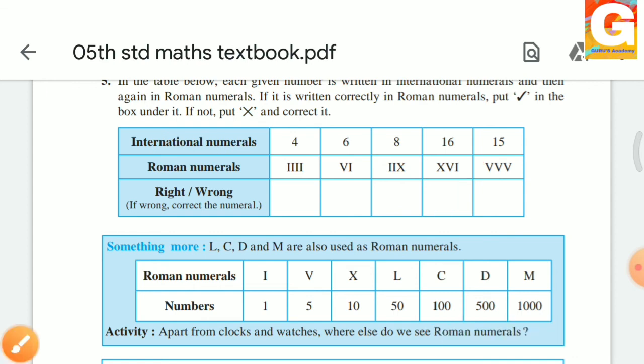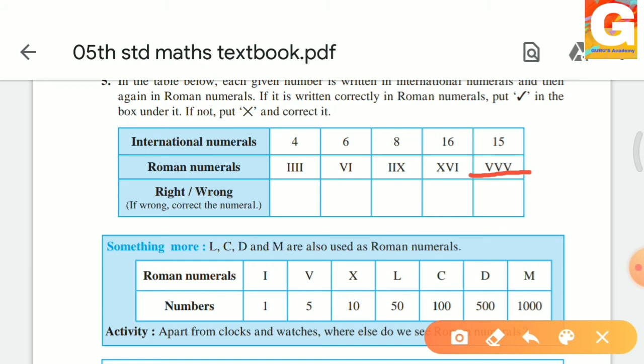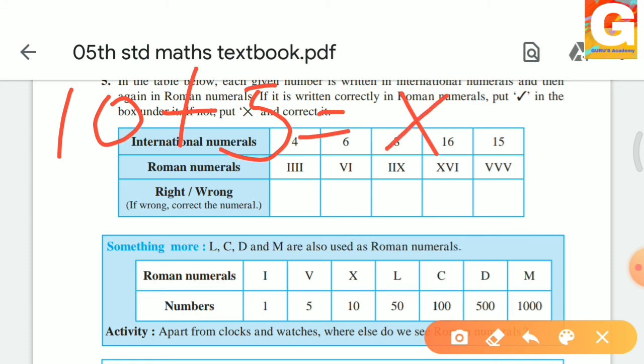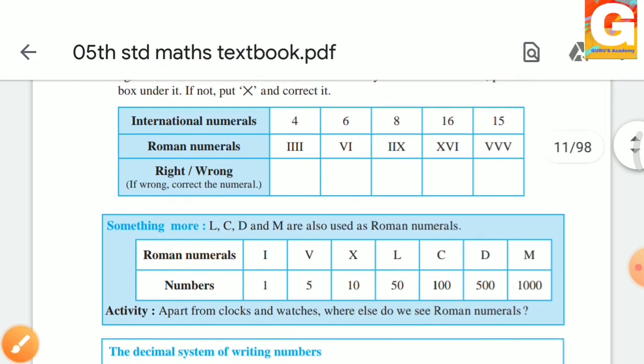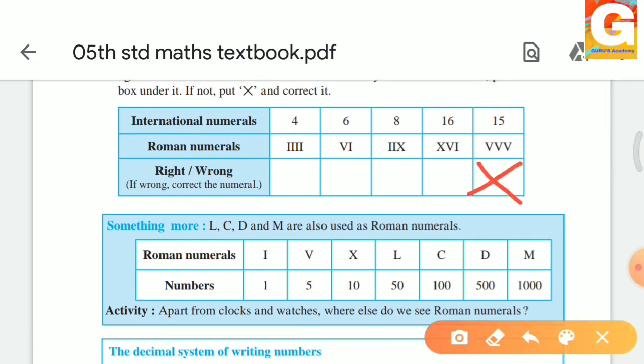Now what is the next one? Next one is 15. What have they written for the Roman number? This is what they have written. But looking at this, you all know this is not correct, because how is 15 written? 15 means 10 plus 5. That means this is your 10 and plus means we have to write to your right hand side. So how will you write 5? This is your 5. So this is how we are supposed to write 15. But how have they written? They have written 3 times 5. That means this is wrong. You will put your cross mark over here.